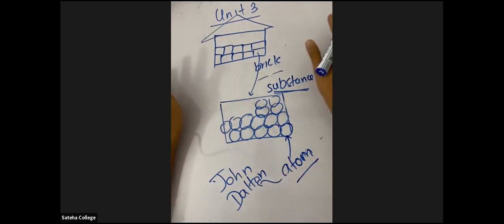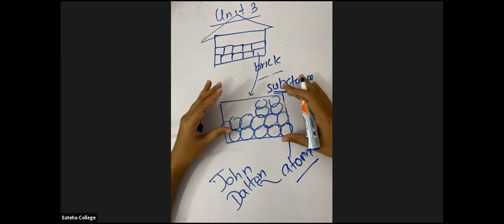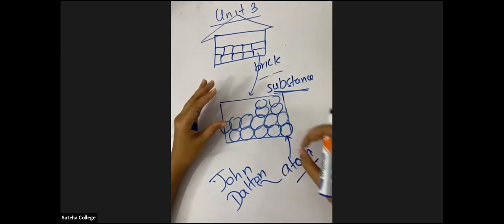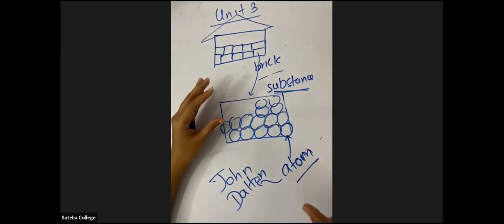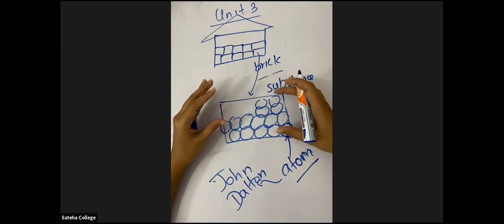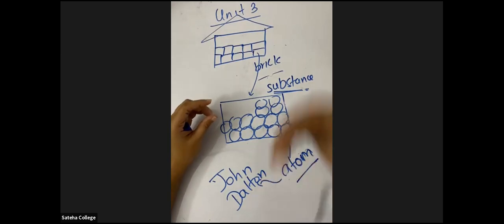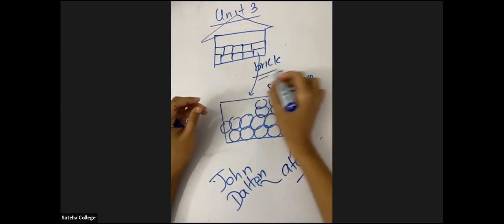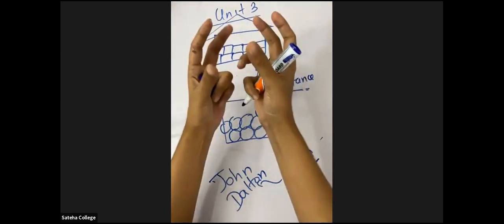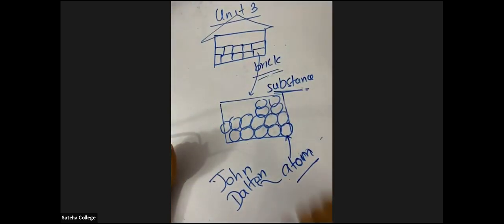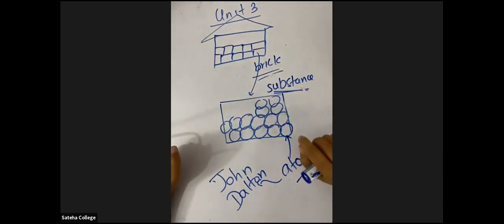Now, what did he say? Let's see. He said that if you take a substance, the simplest form of the substance is an atom. Now I'll ask you one question. If I take a brick and place it in front of you, and I say, show me the atom, can you show me the atom?